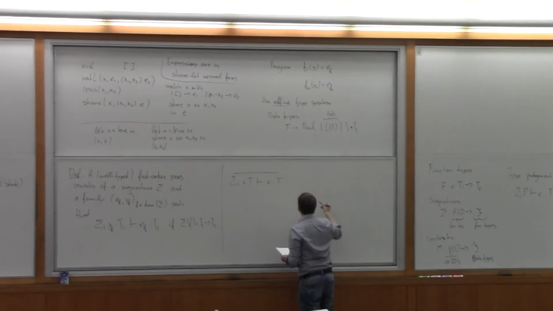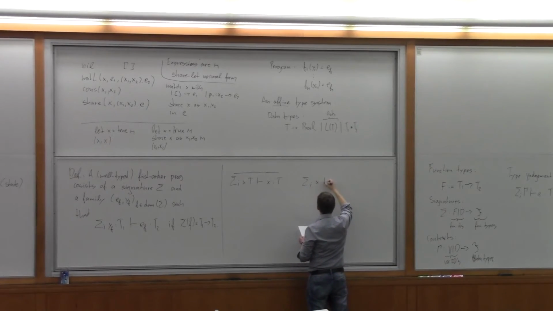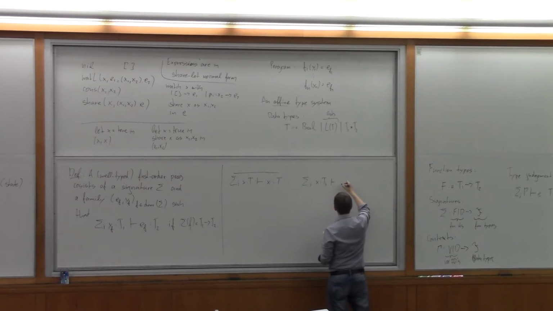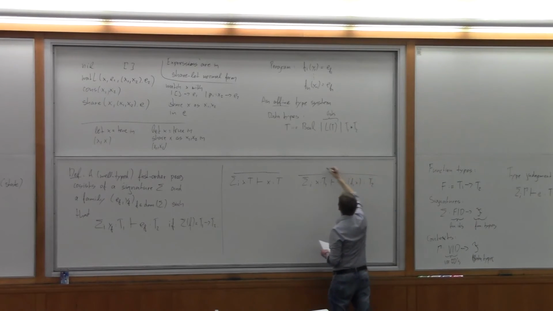Another interesting thing is the function application rule. Here you have a variable x of type T1 in your context, and again that's the only thing you have in your context. Then you have the application of f to x, and the whole thing has type T2 if you have this function type in your signature.